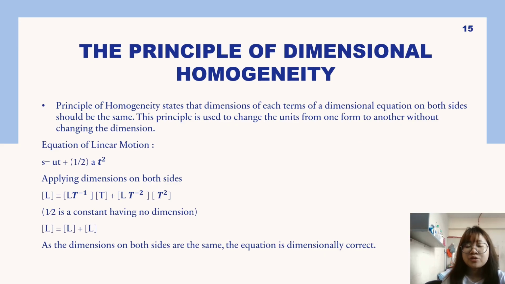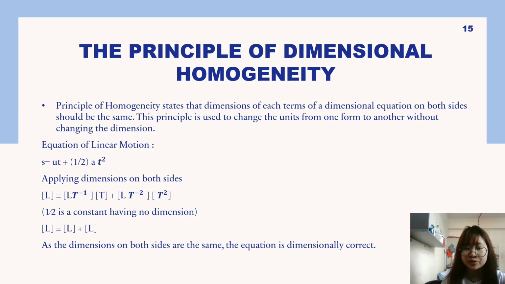Now, I'm going to explain the principle of dimensional homogeneity, which is one of the significant features in dimensional analysis. Principle of homogeneity stated that dimensions of each term of a dimensional equation on both sides should be the same. This principle is used to change the units from one form to another without changing the dimensions.